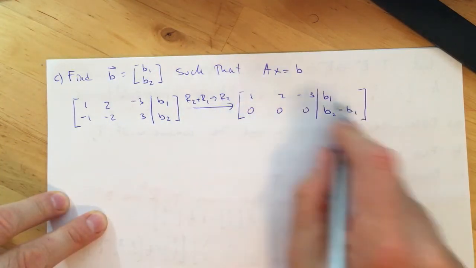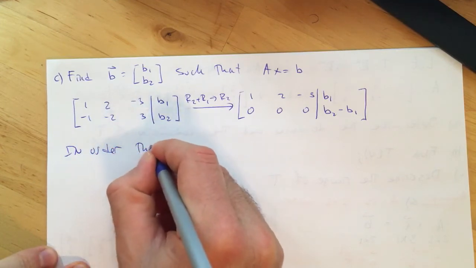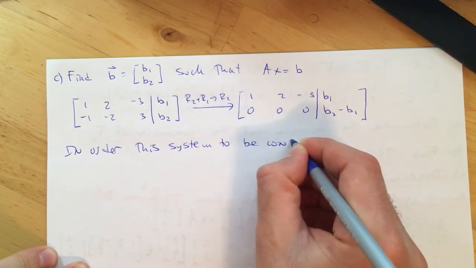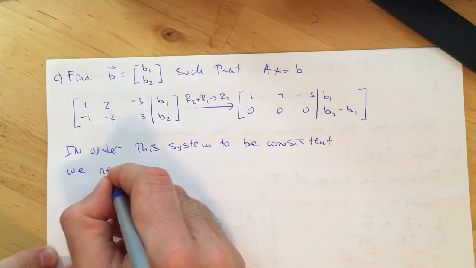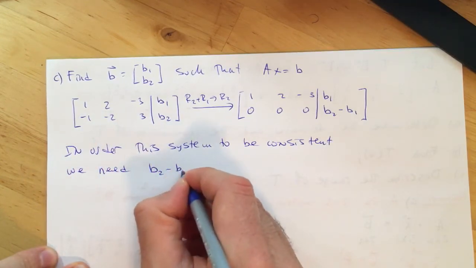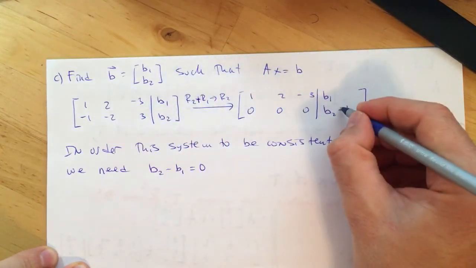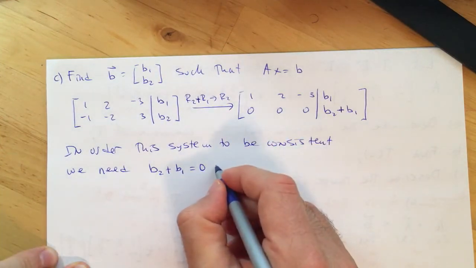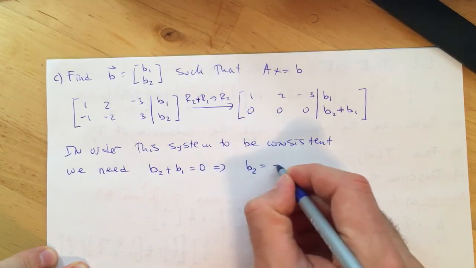Well, in order for this system to be consistent, we need B2 minus B1 to be equal to 0. Sorry, I made a mistake. I added the two rows, so this is plus. So we need B2 plus B1 to be equal to 0, or simply B2 to be equal to negative B1.